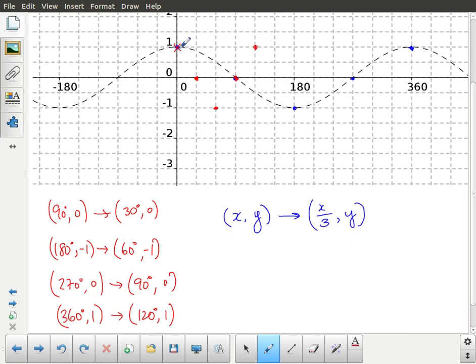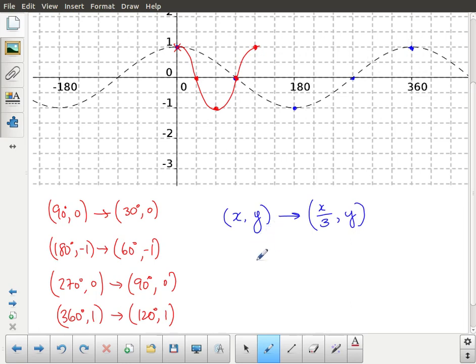And so my new transformed graph looks like that. And so it has taken the original graph and it has squished it by a factor of 3. It is now 1/3 as wide as it was before.